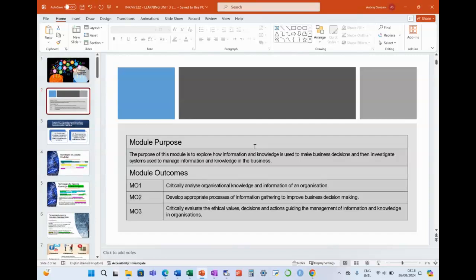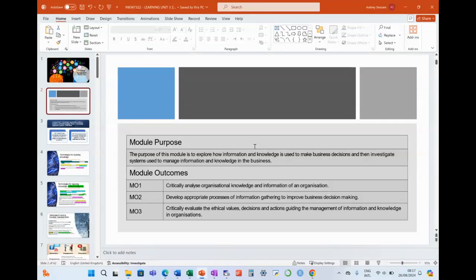Then the second module outcome is to develop appropriate processes of information gathering to improve business decision making. Okay, we probably won't see this this week, probably next week. And then critically evaluate the ethical values, decisions, and actions guiding the management of information and knowledge in organizations. Something I think we'll see maybe just before your test 2 week. Yeah, somewhere there.